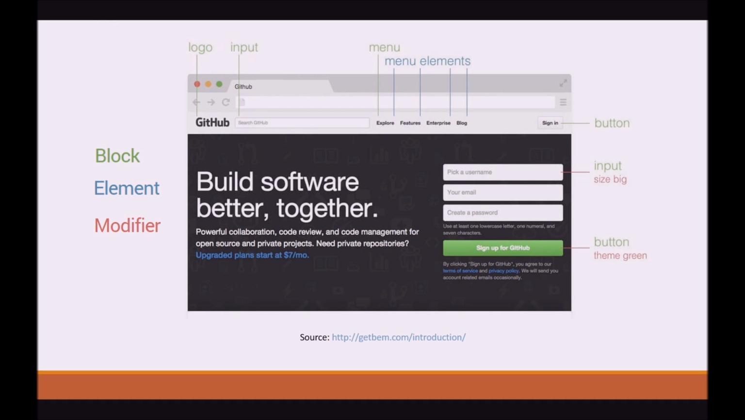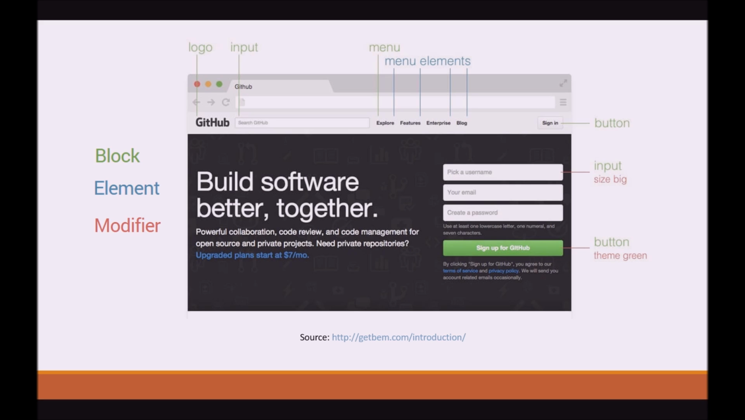So here's another screenshot from getbem.com, and it shows us a labeled screenshot of GitHub. If you want to practice BEM, you need to be able to break down a website into blocks, elements, and modifiers. So this is just a great example of a website that has the labels on it. All in green, we have the logo, the input, the menu, the button, another input, and another button. Now those are all blocks.